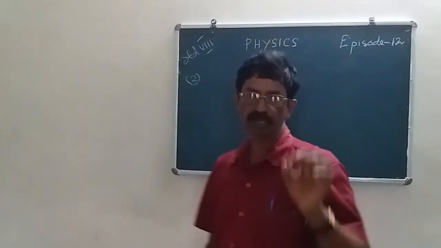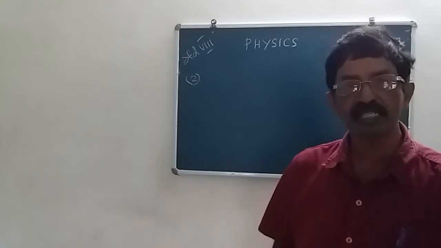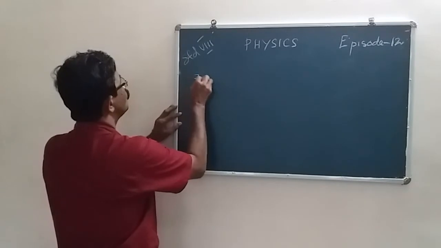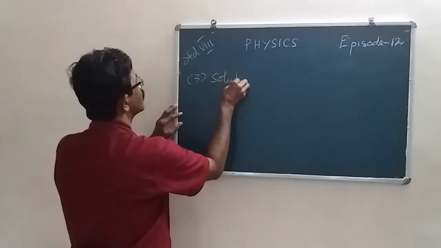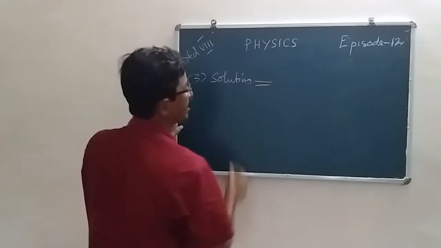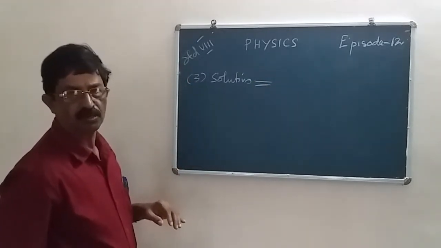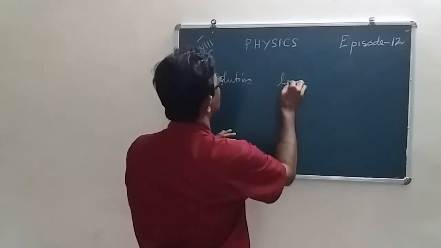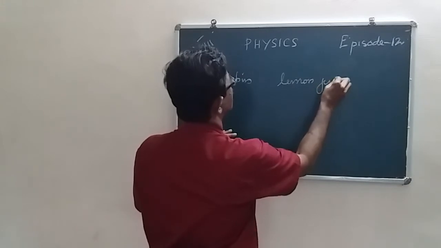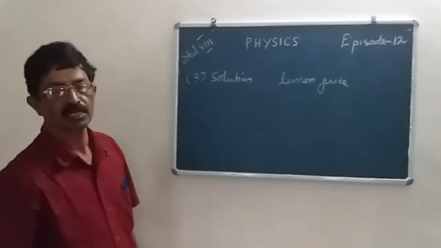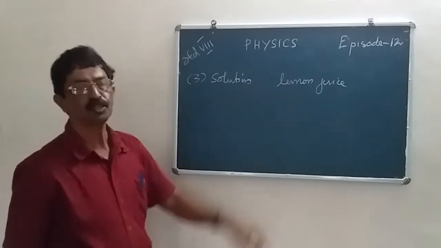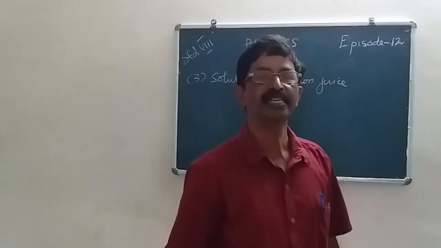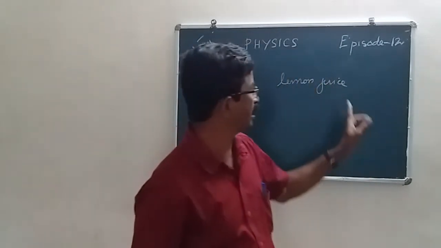To deflect a magnetic needle, the solution must be a conductor. We know conducting solutions. For example, let me say lemon juice. When we add lemon juice to water, that solution is a conductor. Or pure lemon juice, it is acidic in nature, so it is a conductor.